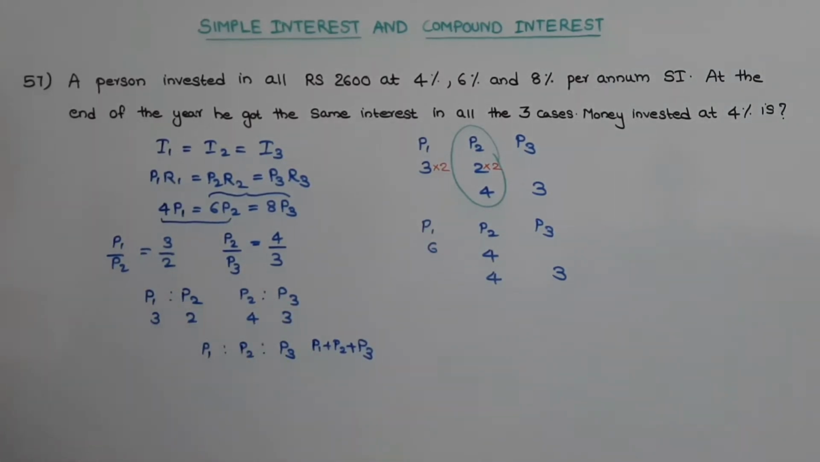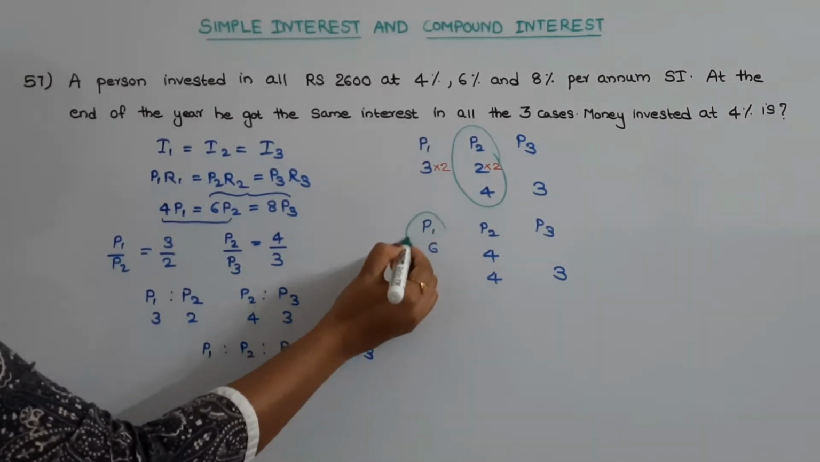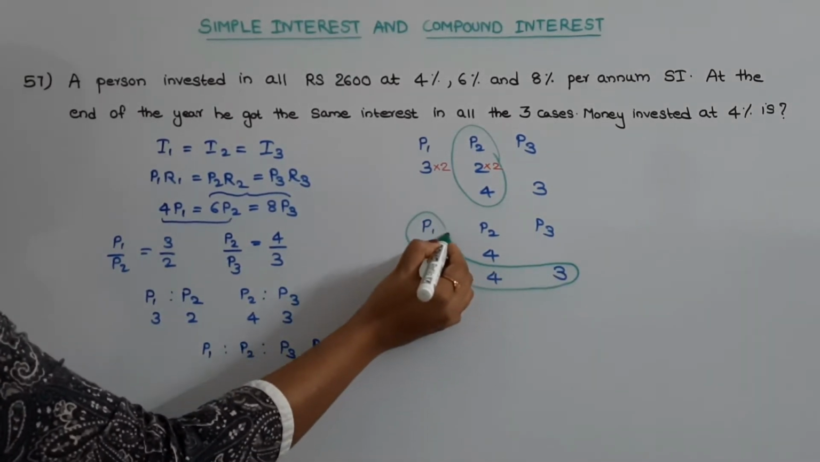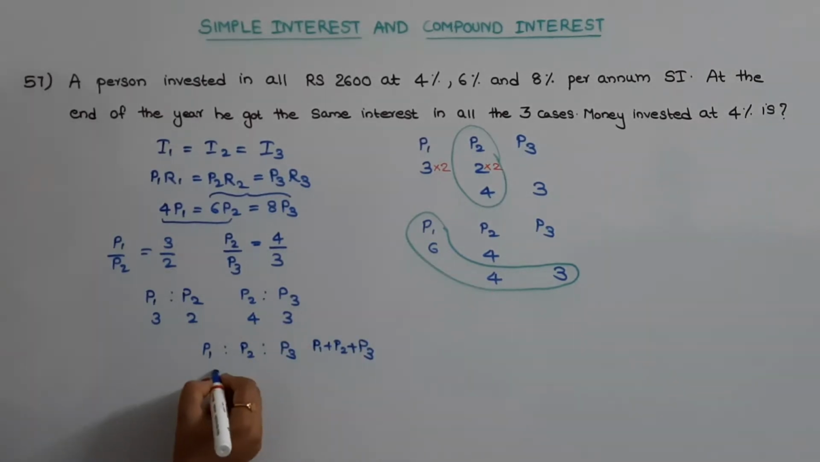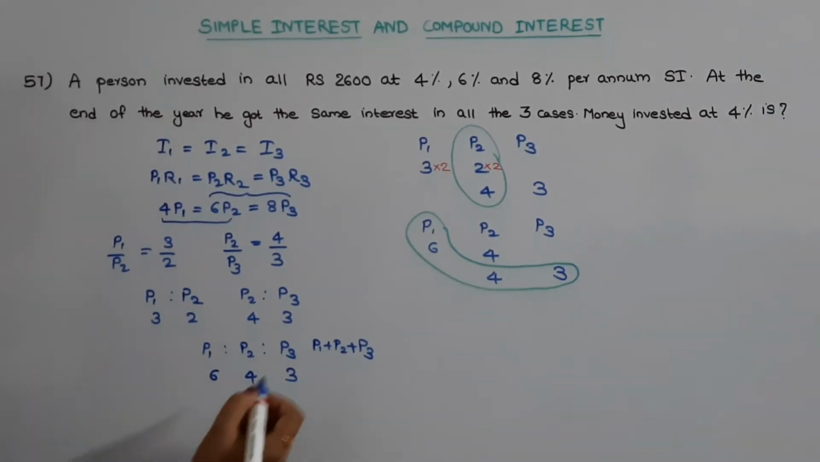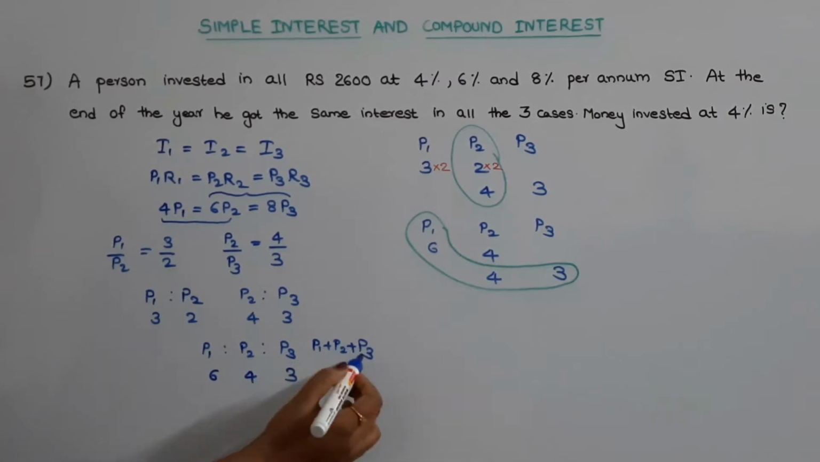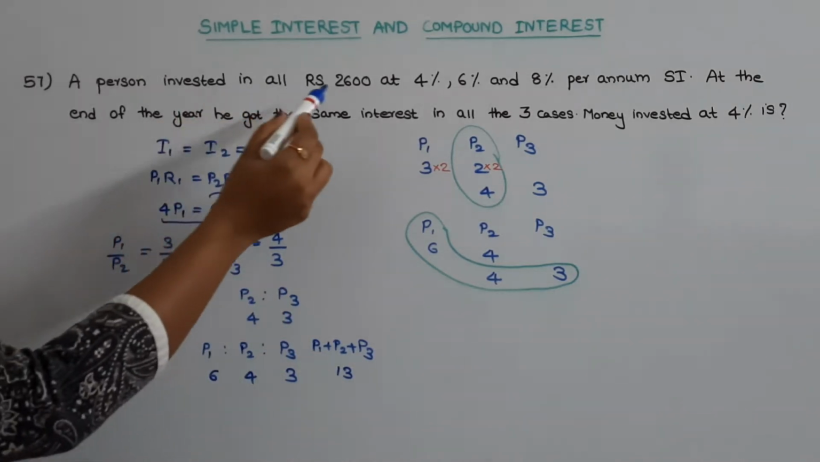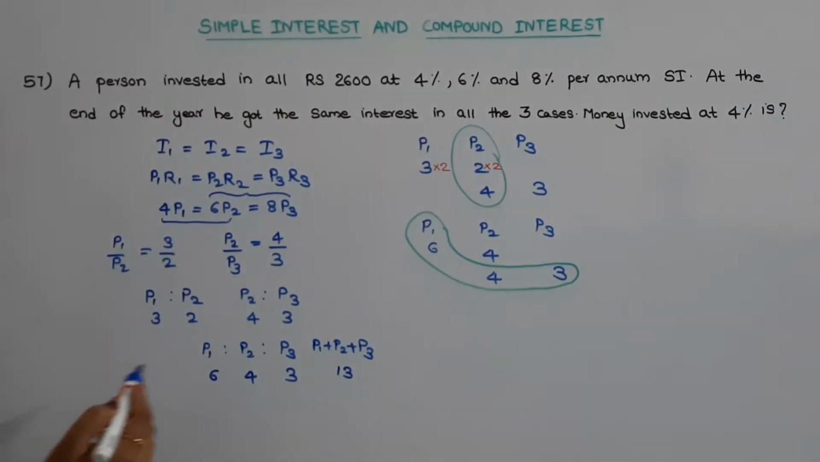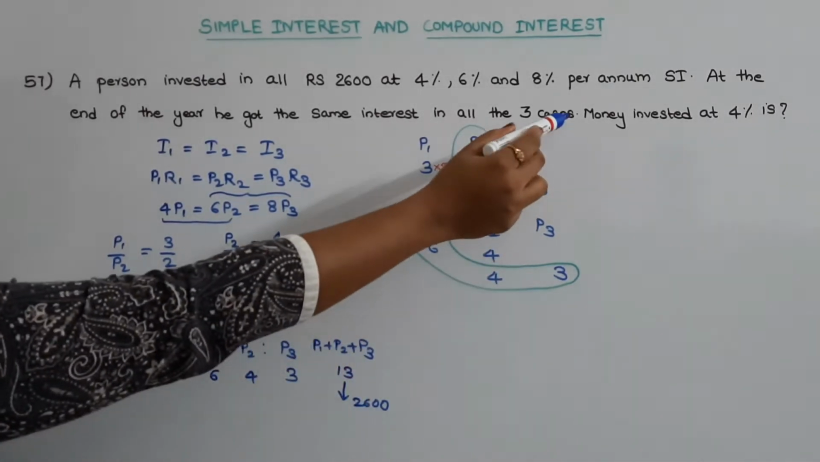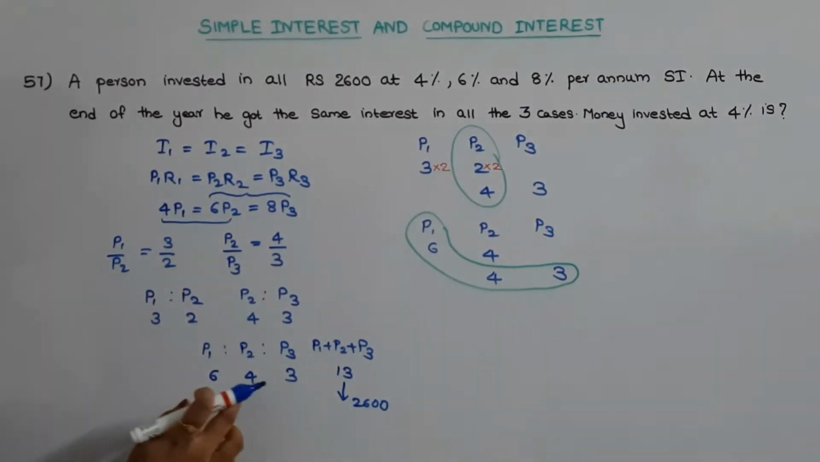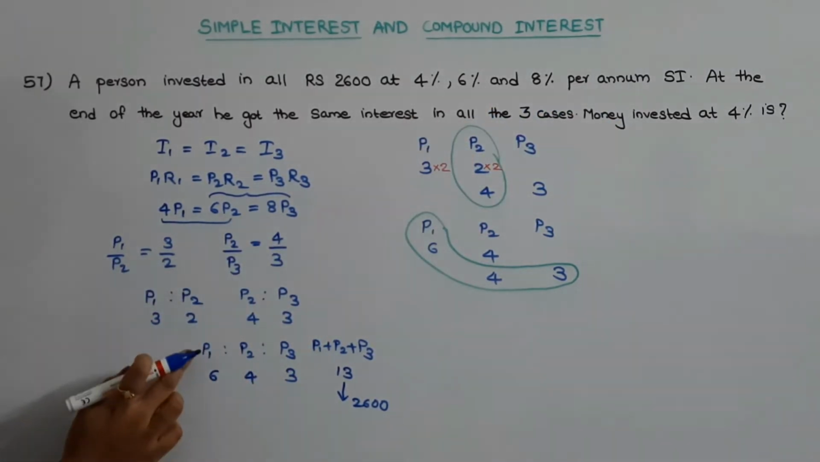Now the ratio of the principals, P1 is to P2 is to P3, will be 6 is to 4 is to 3. Then what will be the sum of the ratios? The sum of the ratios will be 6 plus 4 plus 3, that is 13. In the question, the total principal is given as 2600. So we can represent this 13 as 2600. We need to find out the money invested at 4%, that is, the principal in the first case.